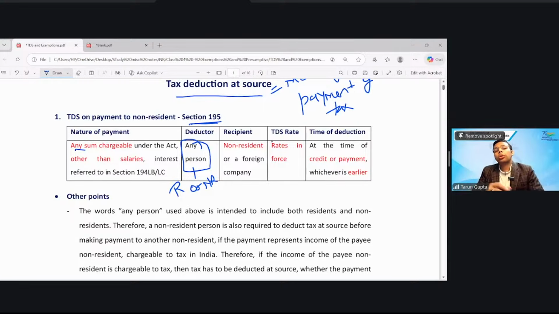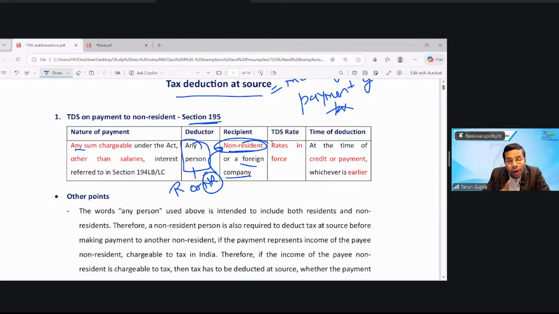Yes. So, sir, you are saying, acha, for whom tax is to be deducted? Who has to be the deductee? Who has to be the recipient? He has to be a non-resident or a foreign company. So, are we saying that a non-resident paying a sum to a non-resident is required to withhold tax? Yes, this is what is written. What can I do? It says the deductor can be any person, which includes a non-resident, and the recipient has to be a non-resident. So an NR paying to an NR is still required to deduct tax under section 195.